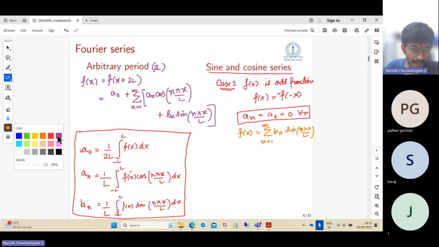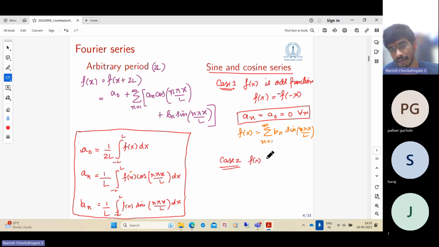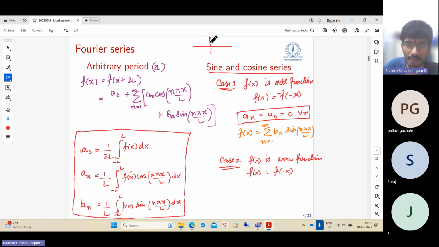And in the second case, f of x is an even function. In this case, what happens? Even function means f of x is same as f of minus x. So if you take the axis, if you have a function like this and its mirror image is like this, it is an odd function. And if you take a function like this, and its mirror image is like this, it is symmetric about the y-axis, then it's an even function.